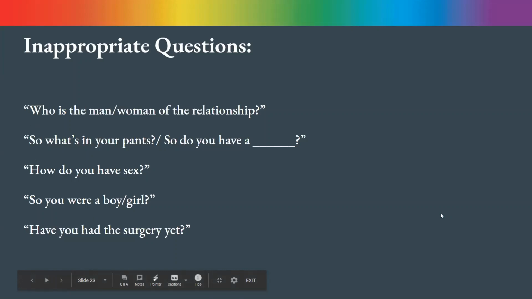Some inappropriate questions would be like, who is the man of the relationship? That doesn't exist in a lot of LGBT relationships. Or, what's in your pants? Do you have a blank? Those are inappropriate questions that you would not ask any other person. It also goes with, how do you have sex? That's a very inappropriate question. It's not something you would ask a lot of people. And saying, so you were a boy/girl, is not the nicest. And then, have you had the surgery yet? Along with being vague, it is a little rude. So, some questions to avoid.